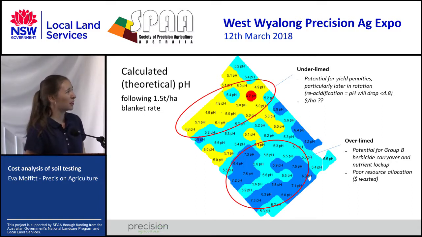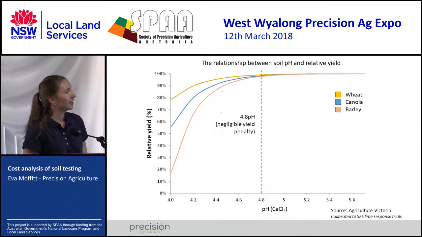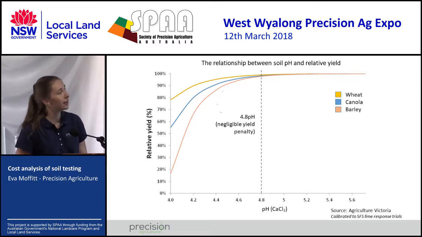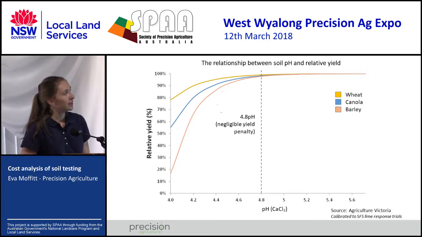So can we put $1 per hectare on that? I'm going to have a bit of a go, but it involves making a few assumptions. Firstly, we need to consider the relationship between soil pH and relative yield. The general rule of thumb is a value of 4.8 pH. If we can get the paddock to 4.8, we're not seeing any yield penalties related to soil acidity. Once we go below that, that's when we start seeing penalties.